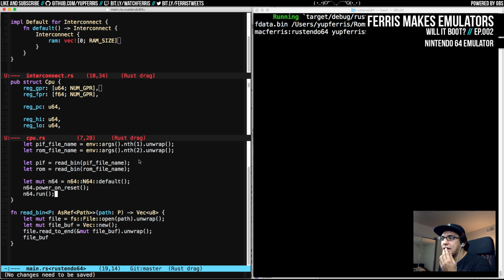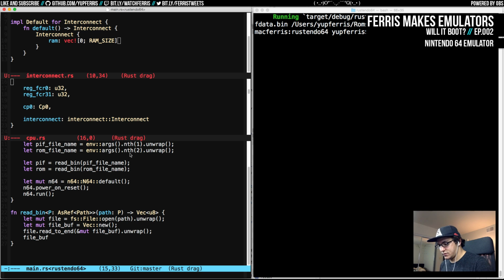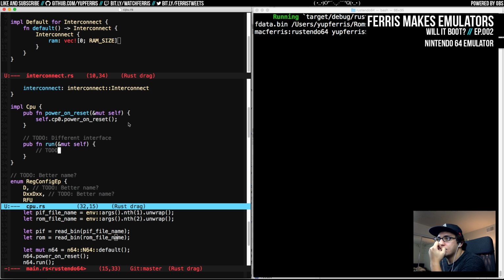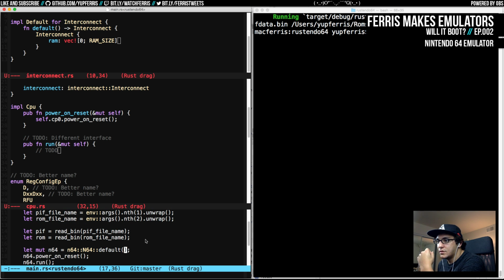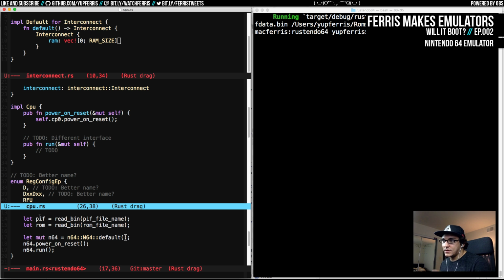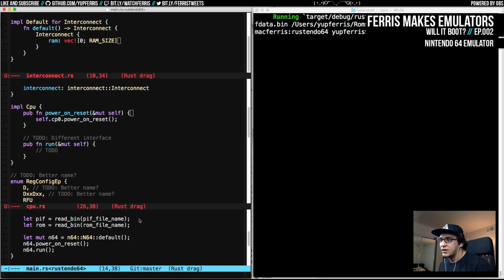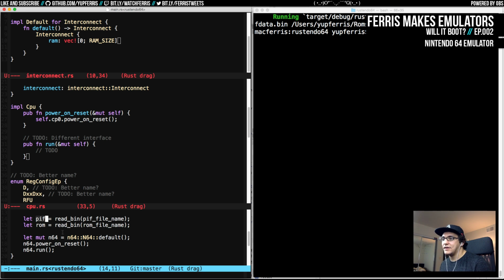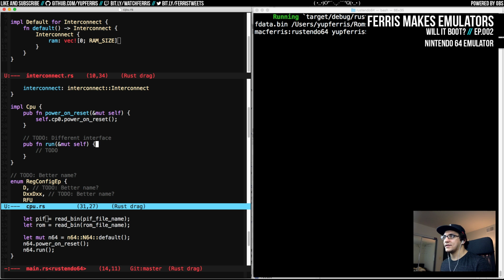Yeah. So now we actually want to get this thing to run some stuff. Let me just resize some stuff here. Another thing we're going to need to do is load that PIF and the ROM. The N64 is going to need to know about the ROM, and it's also going to need to have that PIF stuff in there. We'll worry about the actual ROM later. The PIF, the boot ROM, is what I'm much more concerned with at the moment. What we need to do is get this PIF data into the N64, and the interconnect is going to end up owning that as well.